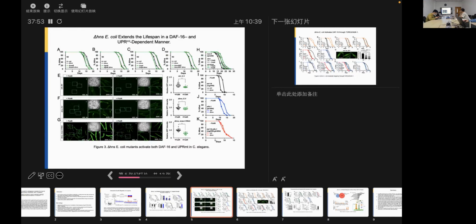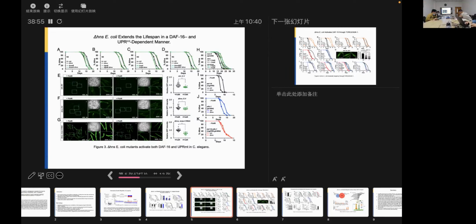So, figure H: FUDR is reducing the lifespan of the long-lived nuo-6 mutant. So it means that FUDR is actually directly acting on the mitochondrial longevity pathway, because nuo-6 is one of the mitochondrial long-lived mutants. Sorry, what is nuo-6 again, and how is it related to HSP? Mitochondrial long-lived.